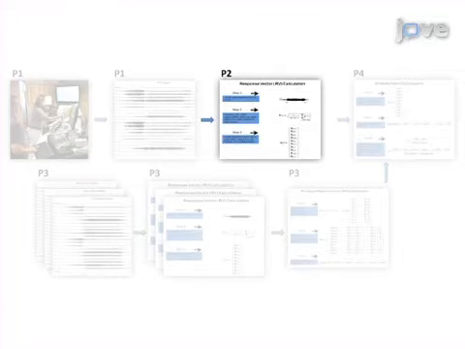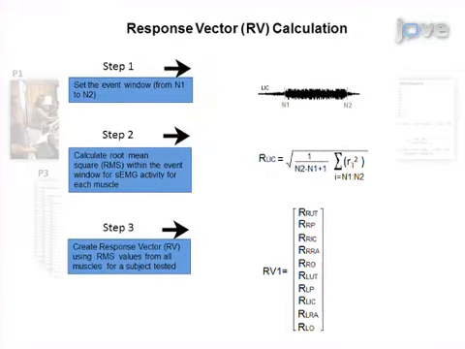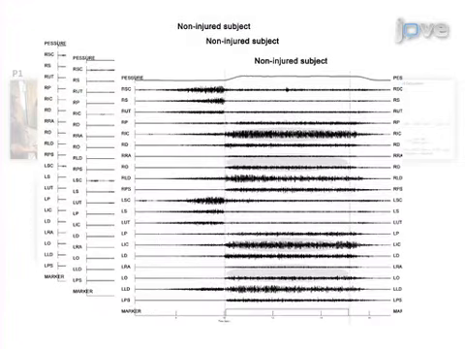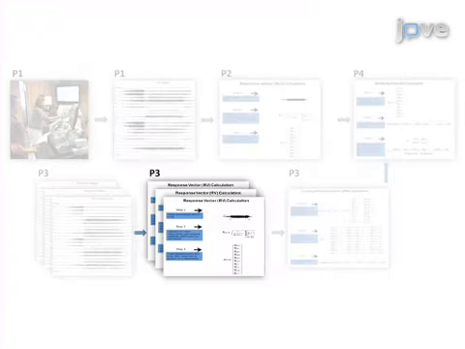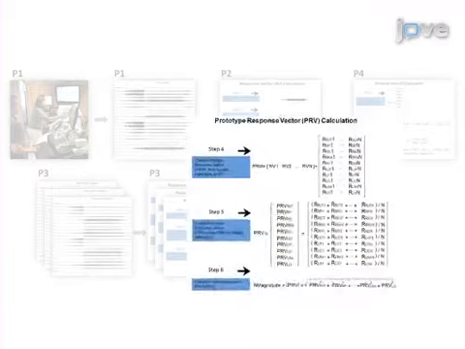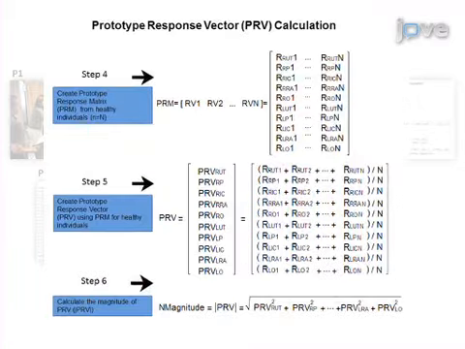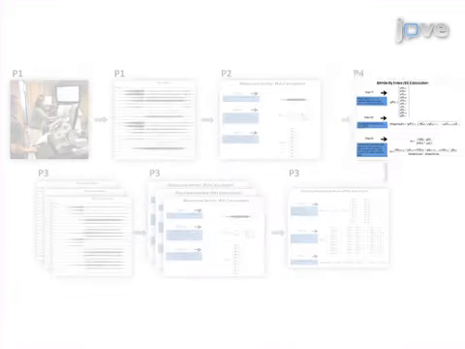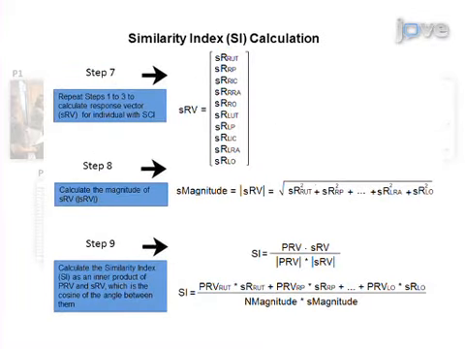As a second step, a resultant vector is constructed which characterizes the distribution and amount of activity across these muscles. Next, data from healthy subjects during the same task is used to calculate a prototype response vector. A similarity index can then be calculated that relates the degree to which the resultant vector resembles the prototype response vector, allowing a comparison between the respiratory muscle activation pattern in patients with spinal cord injury to the normal pattern that would be observed in a healthy subject.